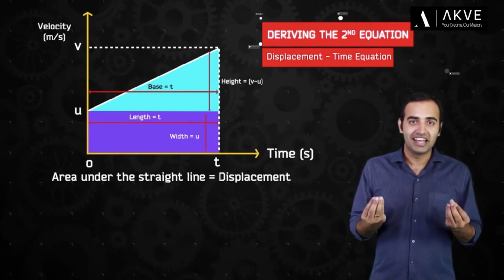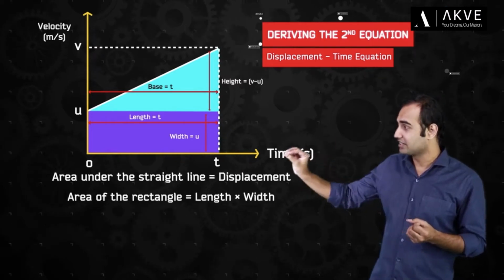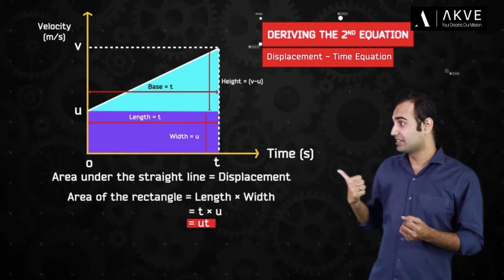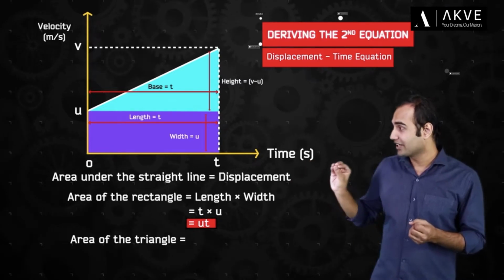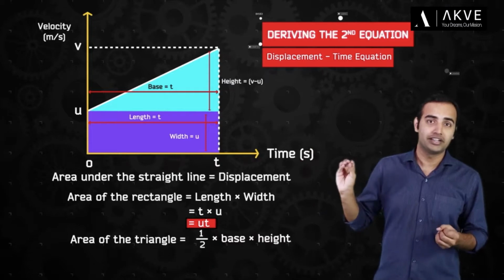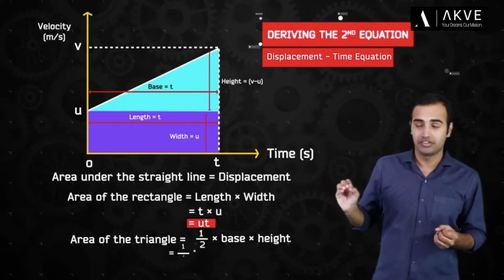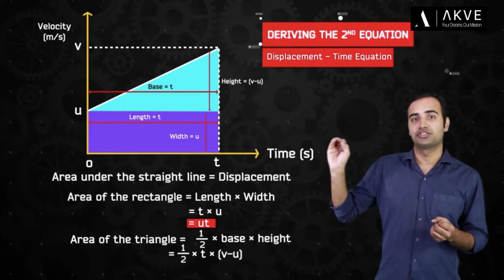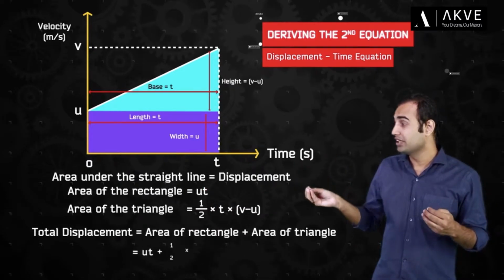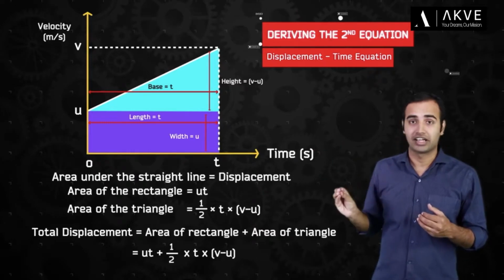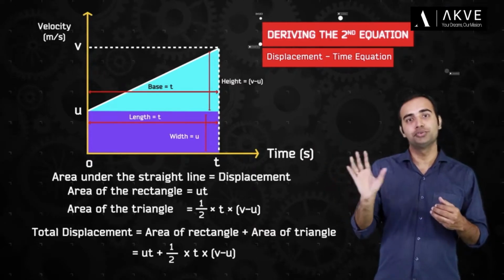Now we can write the area of the rectangle as length multiplied by width, which in this case comes out to be ut. Similarly, we can write the area of the triangle as half base into height, which in this case comes out to be half times t times v minus u. Now the total displacement of the object would simply be ut plus half times t times v minus u.